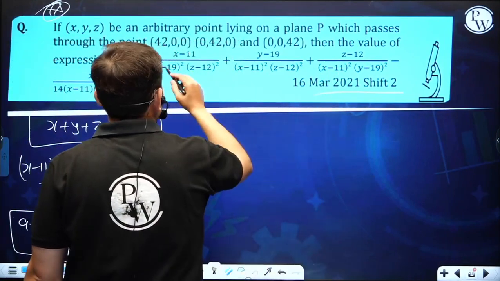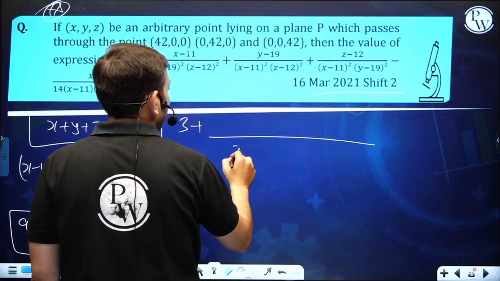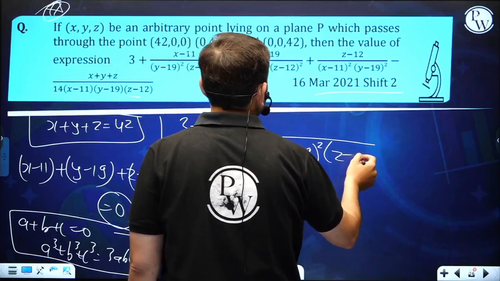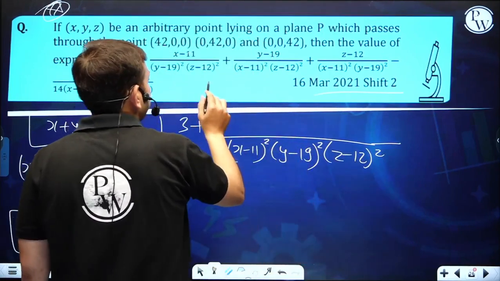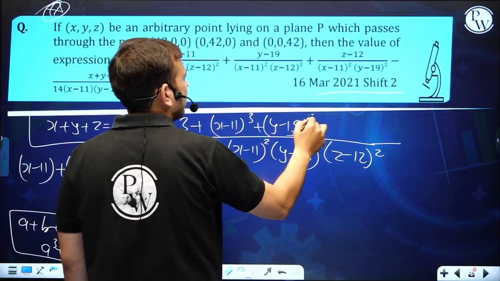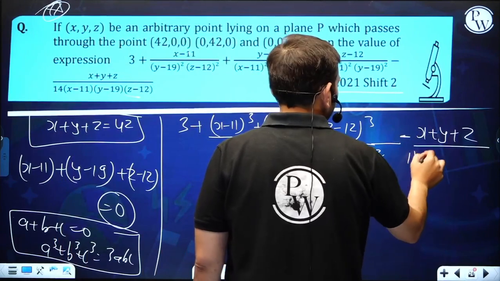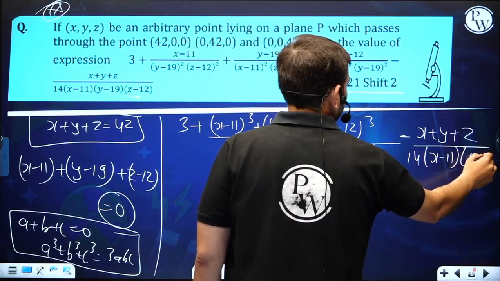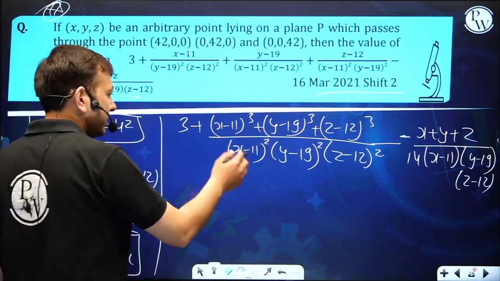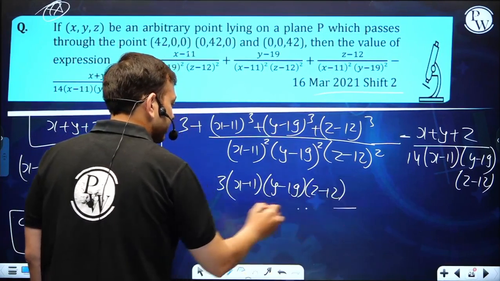So take the LCM of these three. This one will be X minus 11 whole square, Y minus 19 whole square, Z minus 12 whole square. Now, if you multiply, it will become X minus 11 whole cube, Y minus 19 whole cube, Z minus 12 whole cube, minus X plus Y plus Z divided by 14 into X minus 11, Y minus 19 and Z minus 12. Now, A cube plus B cube plus C cube is 3ABC. So, 3 plus 3, X minus 11, Y minus 19, Z minus 12.